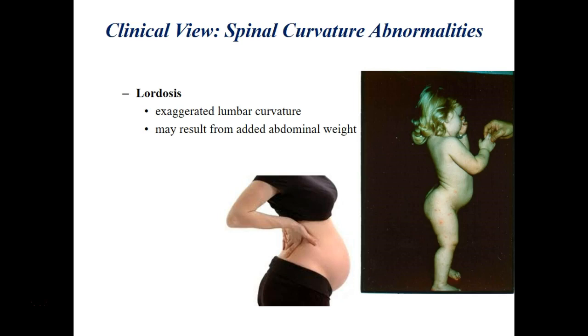Lordosis is an exaggerated curvature of the lumbar vertebrae. And we see this often with little babies. Babies always have this exaggerated curve, whereas in children and young adults, we typically don't see this. You do see it in individuals that have gained weight.